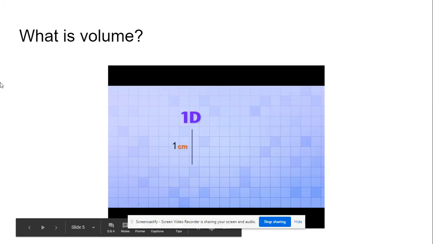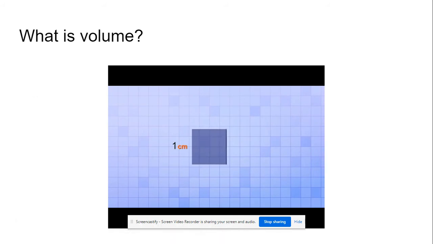And in the Math Antics video about area, we saw that if we move or extend this 1-dimensional line in a direction perpendicular to it by a distance of 1 centimeter, it forms a 2-dimensional object called a square. 2-dimensional objects are measured by the 2-dimensional quantity that we call area.